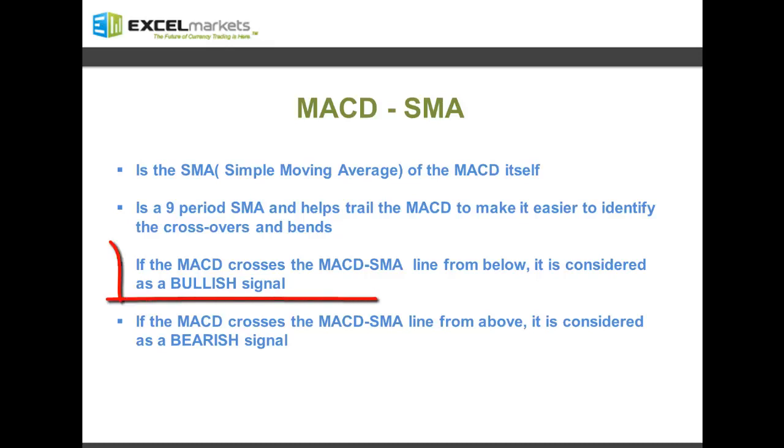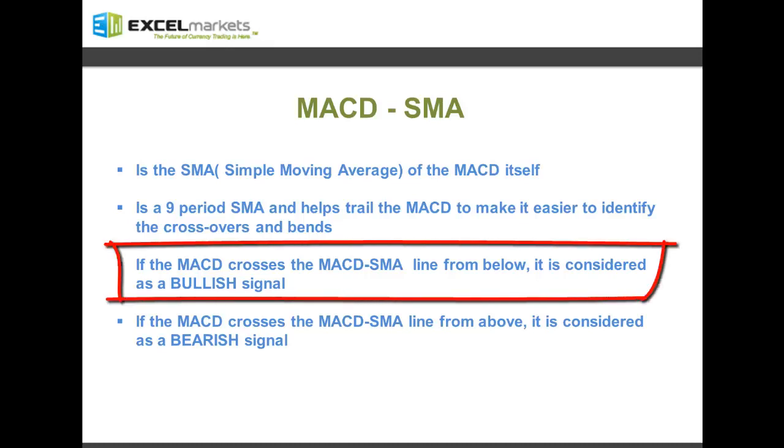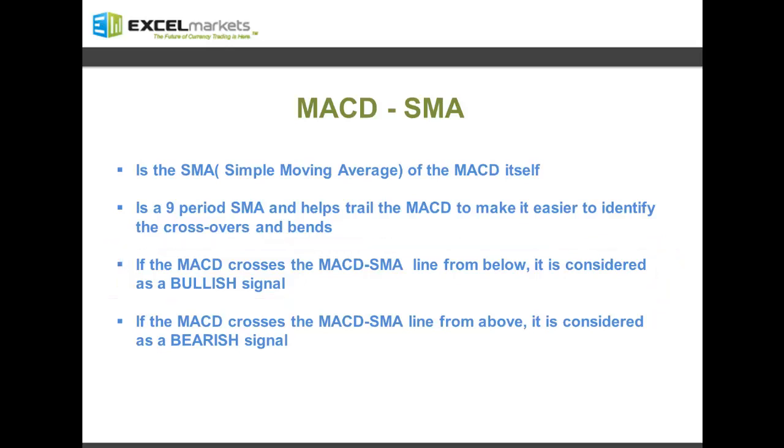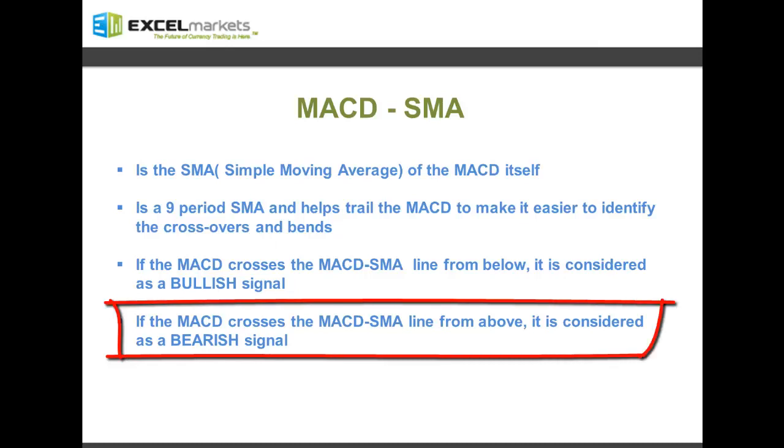If the MACD crosses the MACD SMA line from below, it is considered as a buy signal, whereas if the MACD crosses the MACD SMA line from above, it is considered as a sell or a bearish signal.